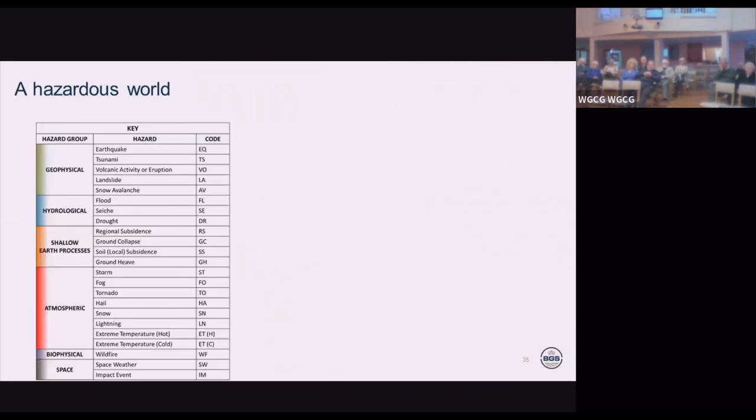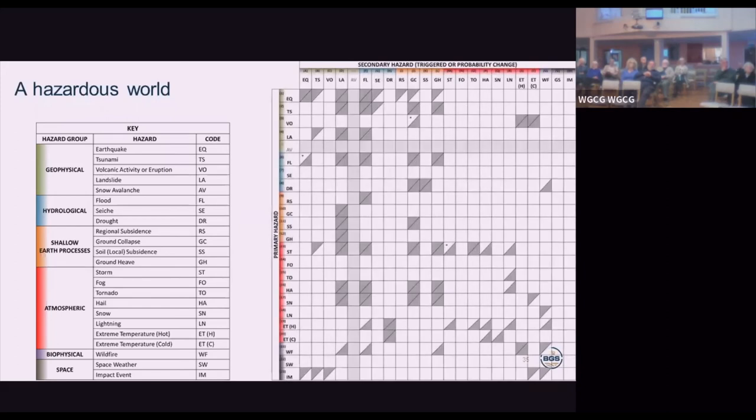To try and understand this, we characterized all these hazards in Istanbul. We sorted them into 23 big broad hazards. You don't need to worry about what the details are, but we include things like earthquakes, tsunamis, volcanoes, lightning, tornadoes, fog, wildfires, extreme temperatures, hot and cold. We tried to find examples of where one hazard has triggered another one. And please don't worry about the details. It's just to show you we tried to do this systematically.